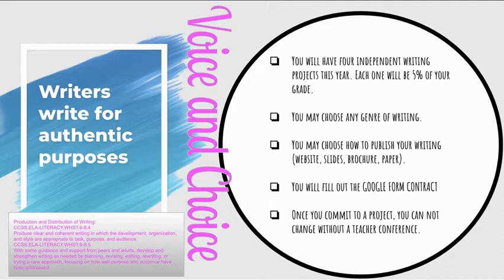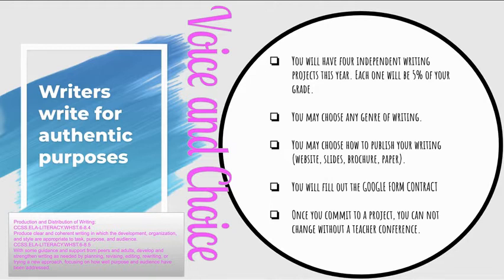Secondly, writers write for authentic purposes. That is a really key component to being a writer. You write because you want to write about something. And lastly, writing over a period of time and developing your writing and revising it and making it clear and coherent is a really important goal for you as a writer.